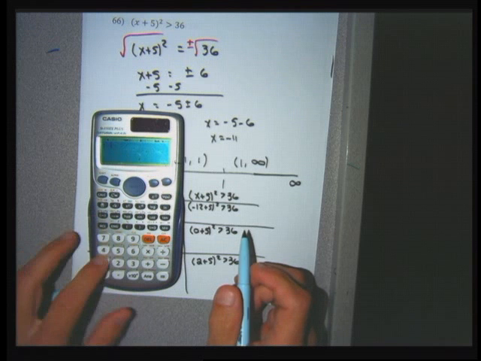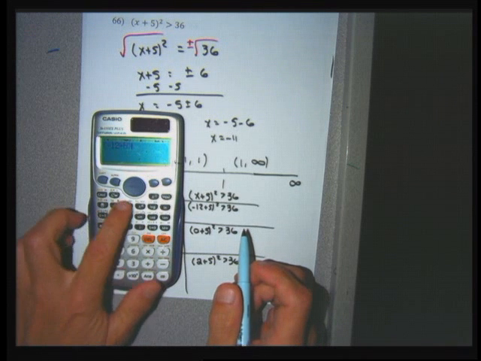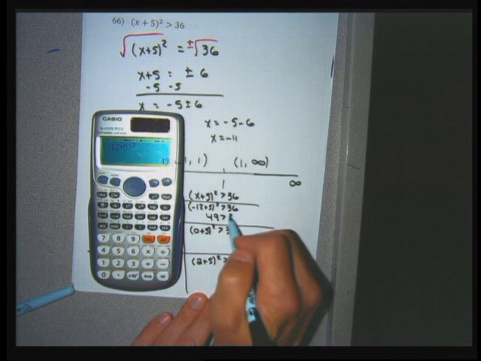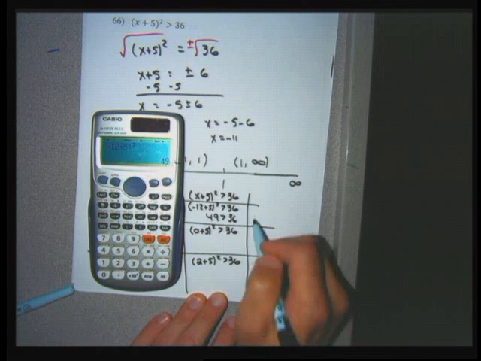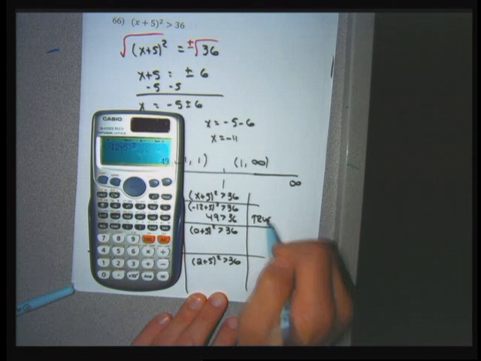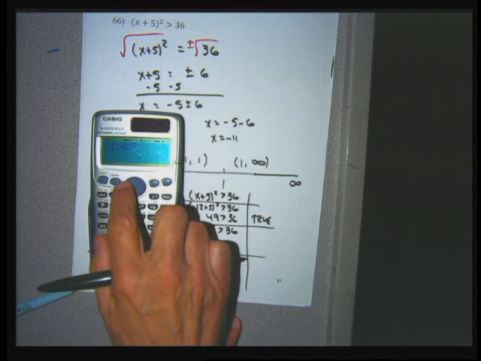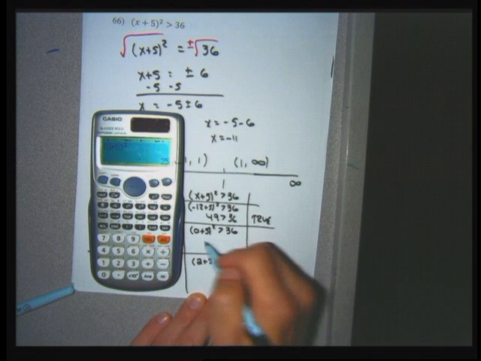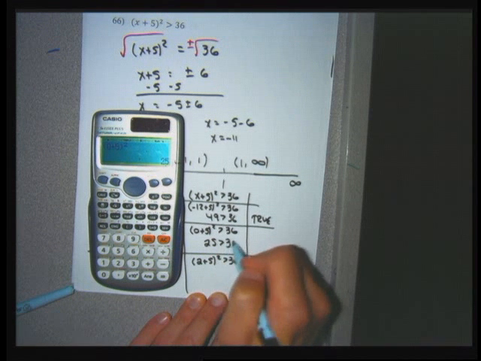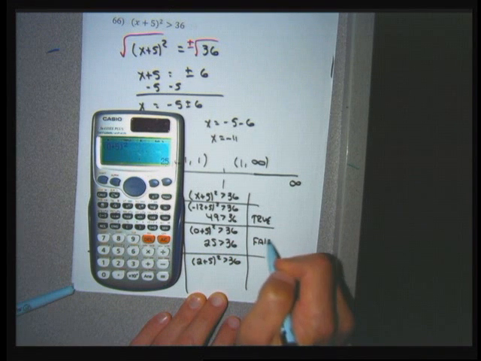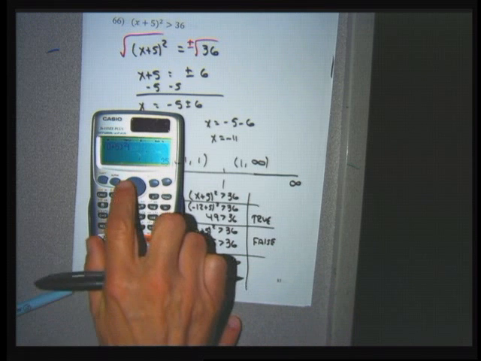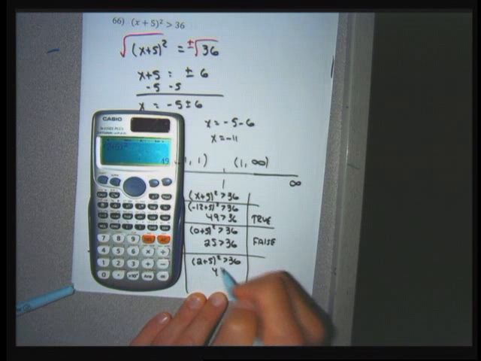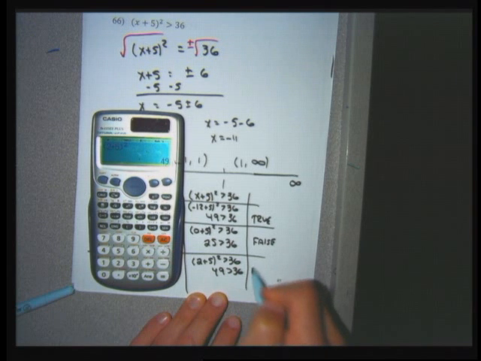So for the first one, parentheses, negative 12 plus 5 parentheses squared. This gives me 49 is bigger than 36, and 49 is certainly bigger than 36, so I get true. Now I'm going to get rid of that negative 12, change it to a 0. 0 plus 5 squared gives me 25 is bigger than 36, and 25 isn't bigger than 36, so that's false. And then the bottom one, I get 49 is bigger than 36 again, and that's true.